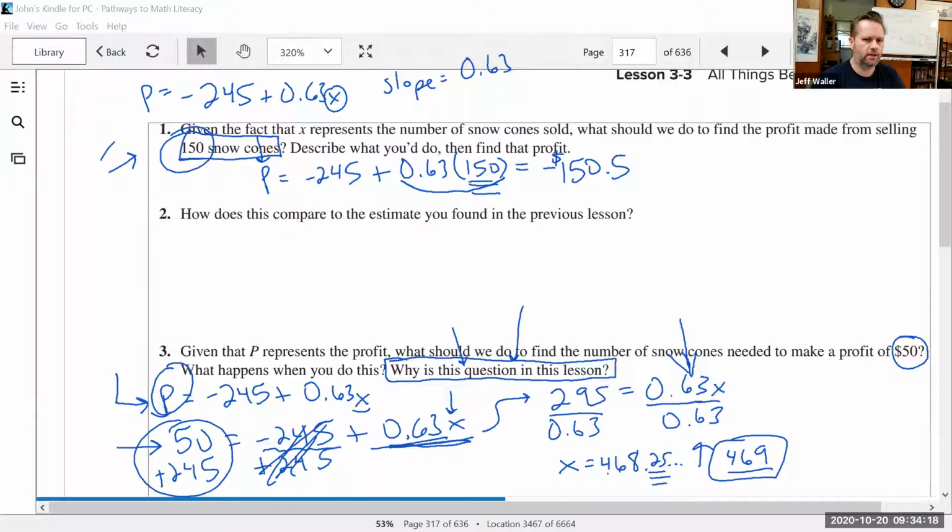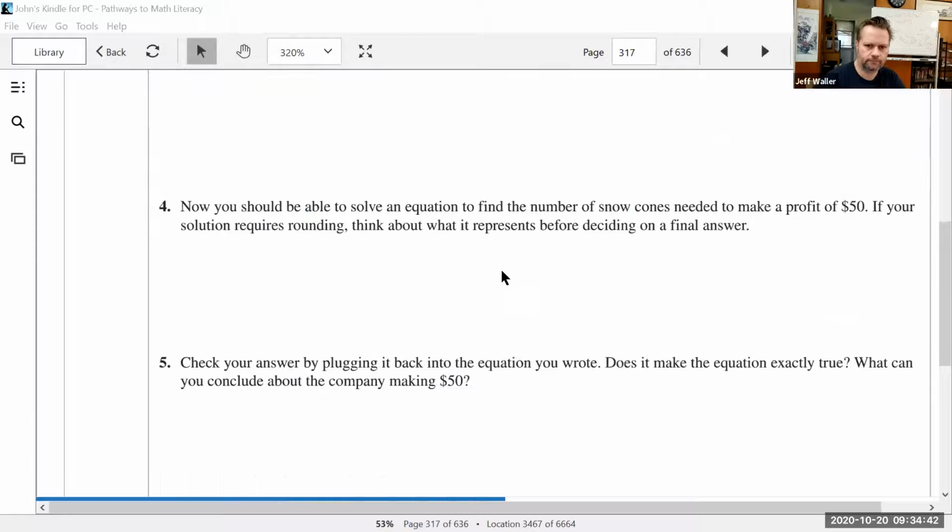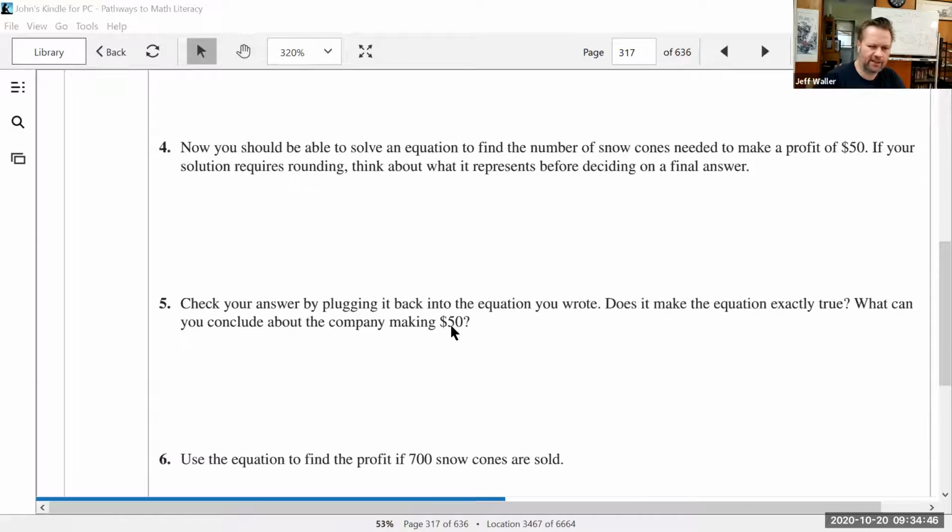All right, let me clear all this away. Oh, before I forget, cones. You want your units down there for sure. So we have to sell that many cones to have a profit of a whole 50 bucks. All right, I'm going to clear that away. Oh yeah, we did that number 4. We already did it. To check it, you just plug it back in.